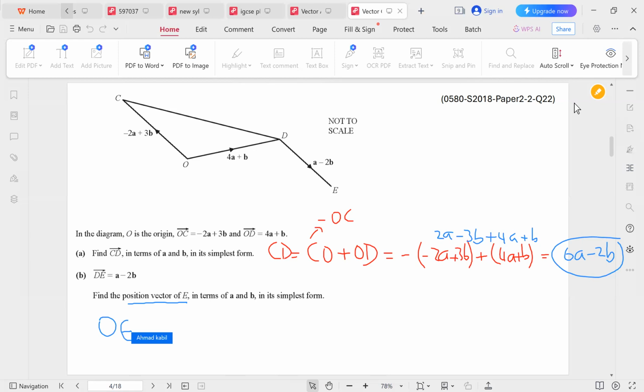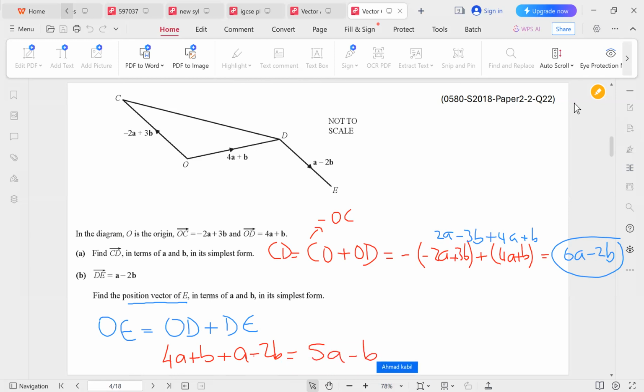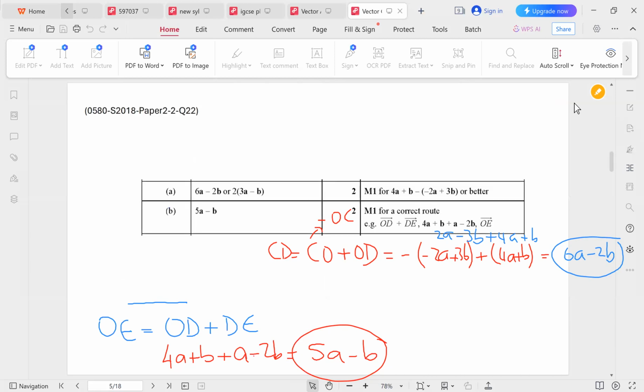So we have OE equals OD plus DE. And OD is 4A plus B. And DE is A minus 2B. So we simply add these up and we get 5A minus B. So we have our two final answers: 6A minus 2B is correct and 5A minus B is correct as well.